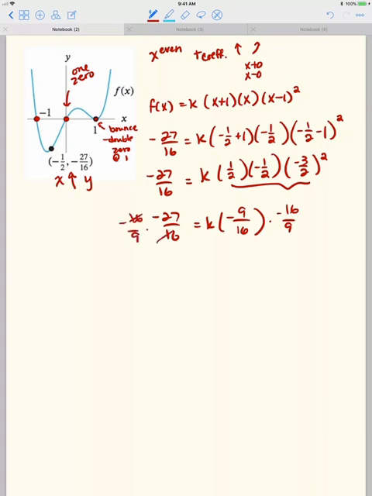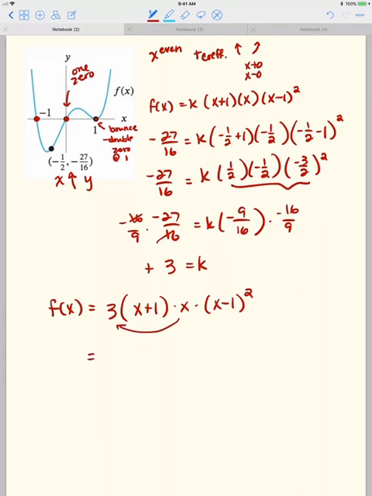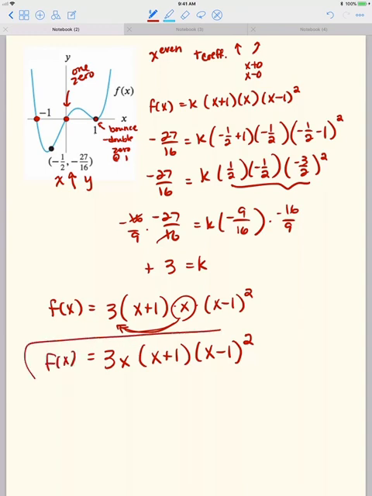16's cancel, negative is a positive, 27/9 is 3. Constant turns out to a nice 3. And the function that's possible for this graph is 3 times x plus 1 times x minus 1 squared. And just to note, you'll probably see this written as 3x and then the x plus 1 and the x minus 1 squared. They're technically the same, but a lot of times if there's a single x, it'll get written out front with the coefficient for final notation. That should work.